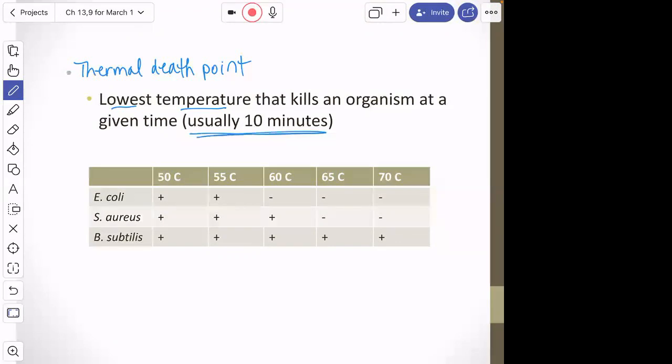This is a little bit trickier to ascertain in the lab because you have to have lots of different water baths at different times. But again, we can see some variation here. The thermal death point for E. coli then would be 60 because it's not surviving at 60. It would be 65 for Staph aureus. Bacillus survives even pretty hot temperatures, again, just because if there's spores in there, they'll germinate. Okay.